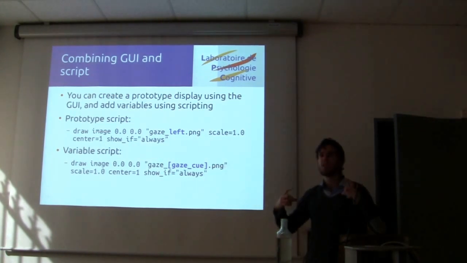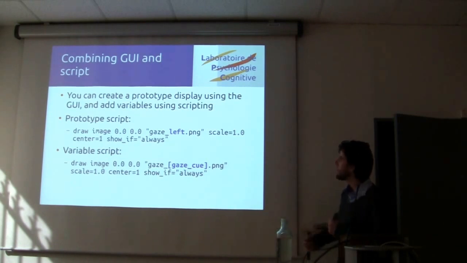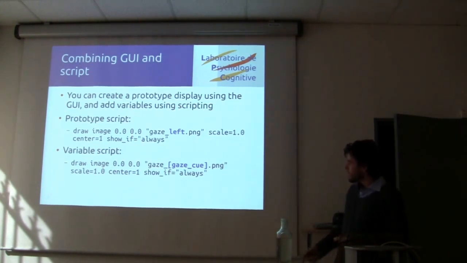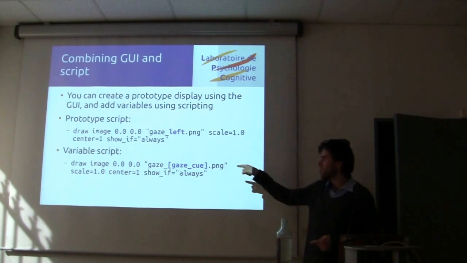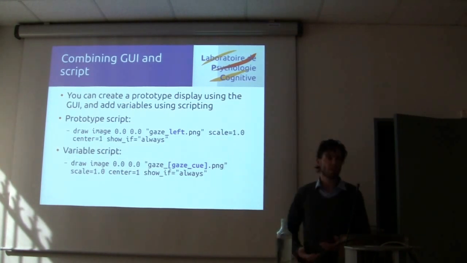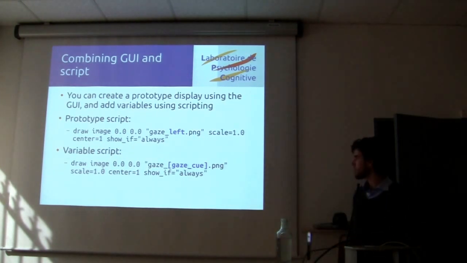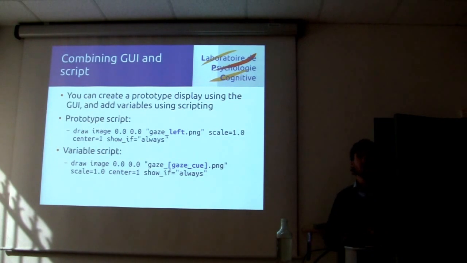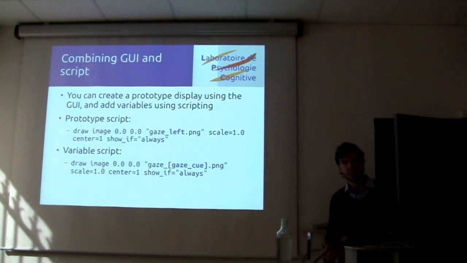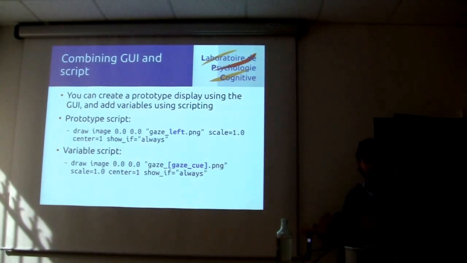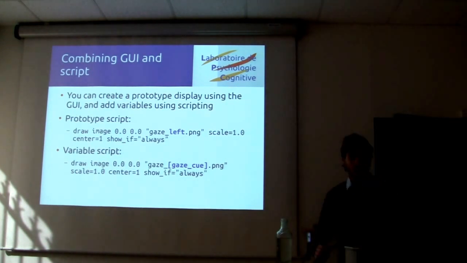And then what you do, you just replace the word left by gaze_q between square brackets. And what this tells OpenSesame is that you have a variable in your experiment which is called gaze_q. See? And basically the value of that variable should be inserted here, right? So if gaze_q has the value right, it will show gaze_right.png. If it has the value neutral, it will show gaze_neutral.png. So it's kind of like scripting light, right? It's pretty easy. I wouldn't go so far as calling this programming, but you can add a little bit of flexibility to your stimulus displays without needing to do anything fancy.